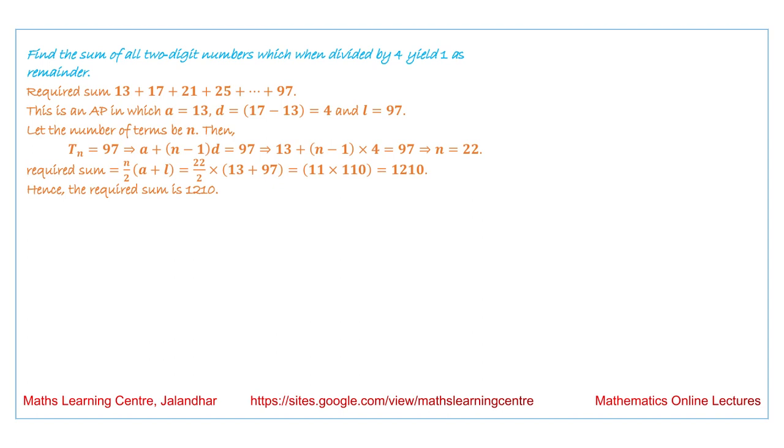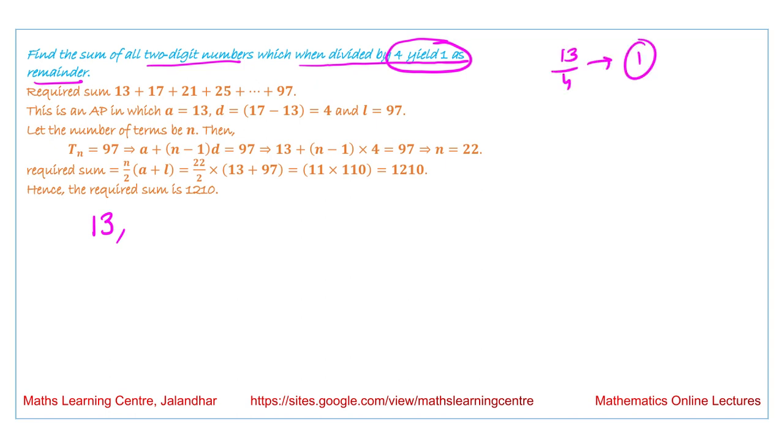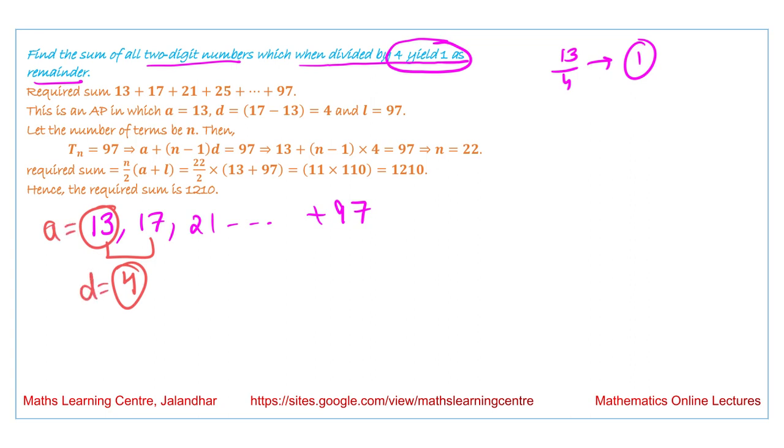Next is: find the sum of all 2-digit numbers which when divided by 4 yield 1 as a remainder. So these numbers, which when divided by 4 yield 1 as a remainder: the first 2-digit number we have is 13. 13 when divided by 4 yields 1 as the remainder. The next numbers we have are 17, then 21 and so on, up to 97. The common difference we will have over here is 4. The first term we have over here is 13.